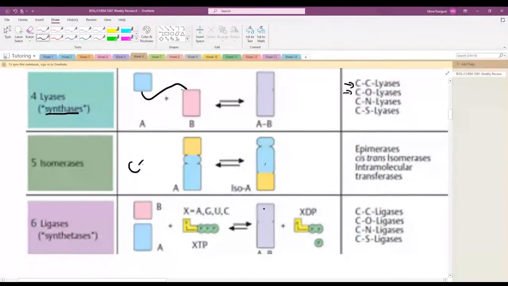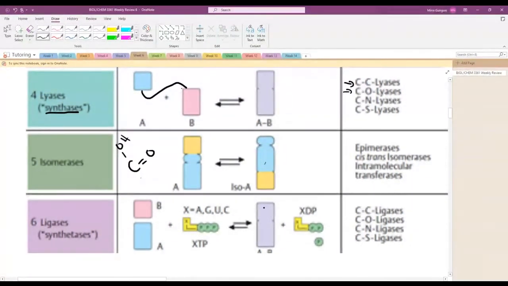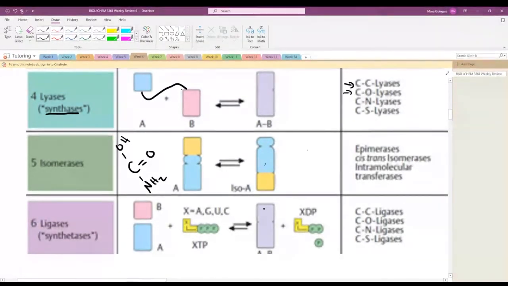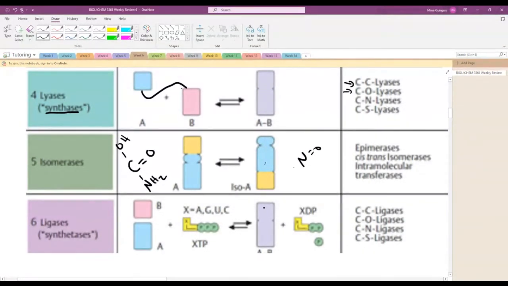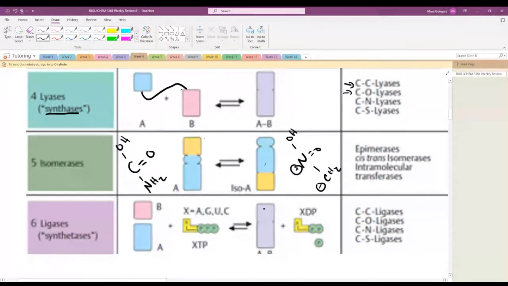So this, we'll do something like that. And let me think if this is a good example. These two, minus and plus, are isomers of one another because they have the exact same elements but arranged differently. And so an isomerase will move some part of a molecule to a different part of that same molecule.